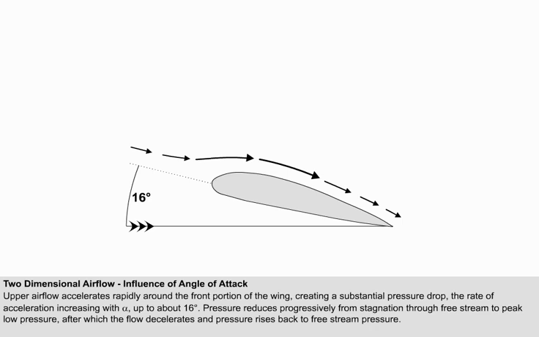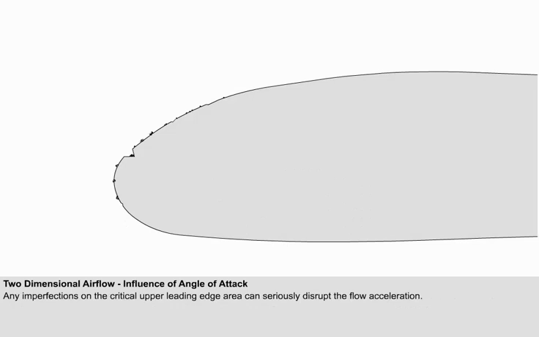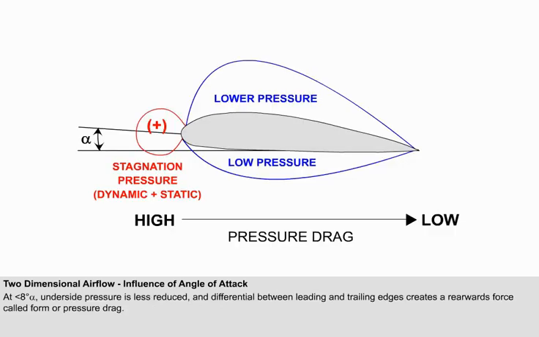It should be noted that any imperfections on the upper leading edge surface, such as dents, dirt and insects, ice or frost, etc., can seriously disrupt the flow acceleration in this critical area. At alphas less than 8 degrees, the underside flow is much less accelerated and reduces pressure to only a small negative value. The pressure differential between the stagnation point and the lower pressure at the trailing edge creates a backwards acting force called form or pressure drag, which is covered later in the syllabus.